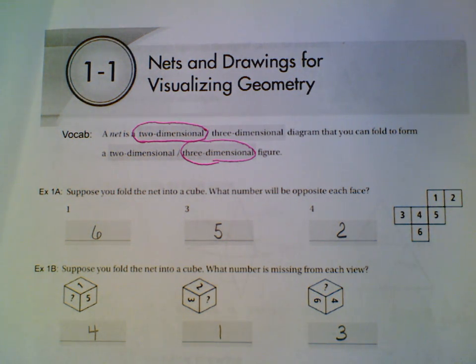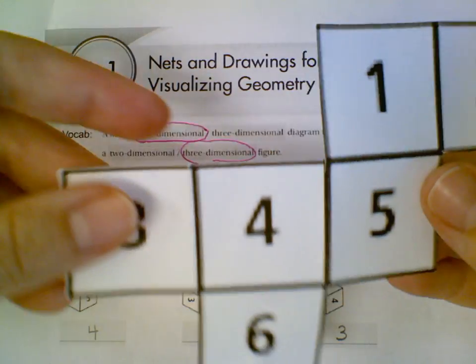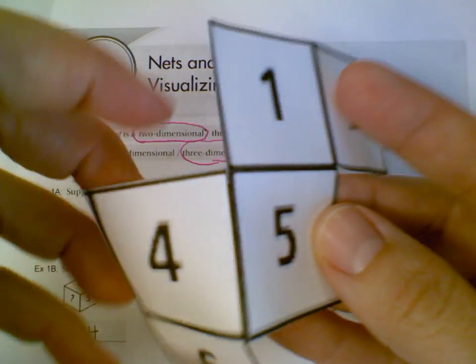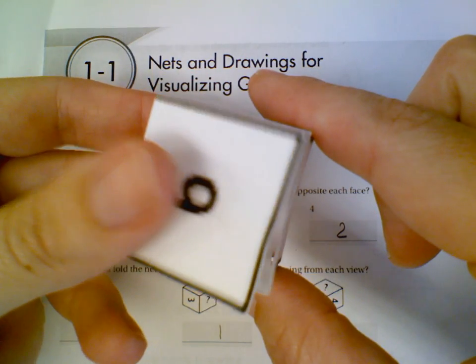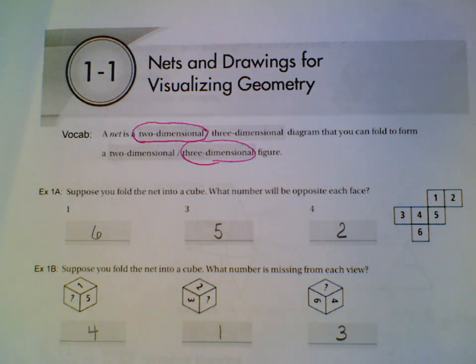So just like we did before, we took this net and we can go ahead and fold along each edge to make a three-dimensional shape, which in this case is a cube. So we are going to practice visualizing, taking this net and putting it into a three-dimensional figure in our minds and answering this question. So suppose you fold the net into a cube. Now, what number will be the opposite to each face?